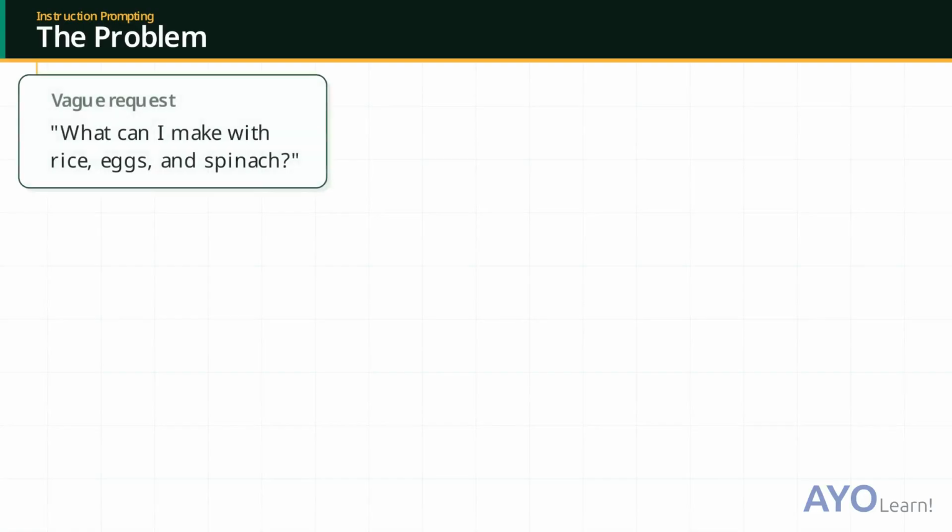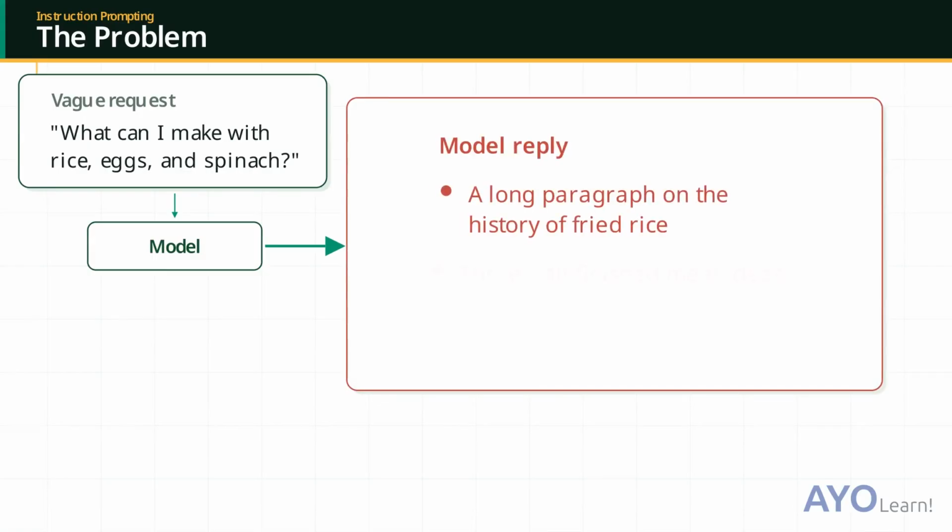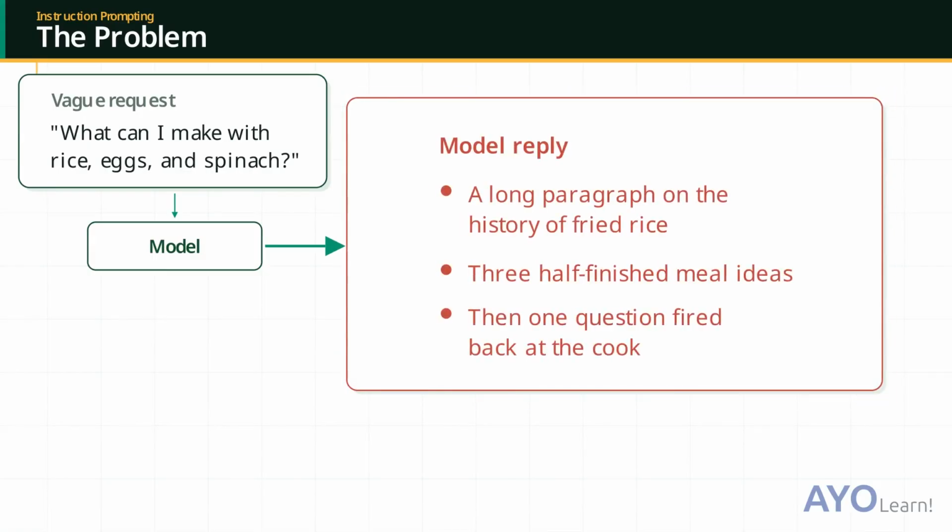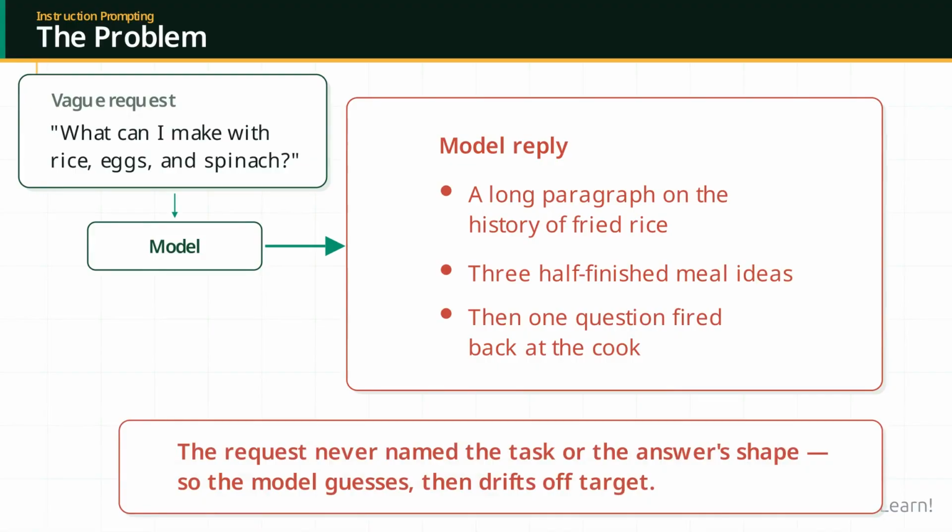Picture a home cook with rice, eggs, and spinach. They type a vague request, "What can I make?" The model rambles about the history of fried rice, tosses out 3 half-finished ideas, then asks a question back. The prompt never named the task or the shape of the answer, so the model guesses and drifts.